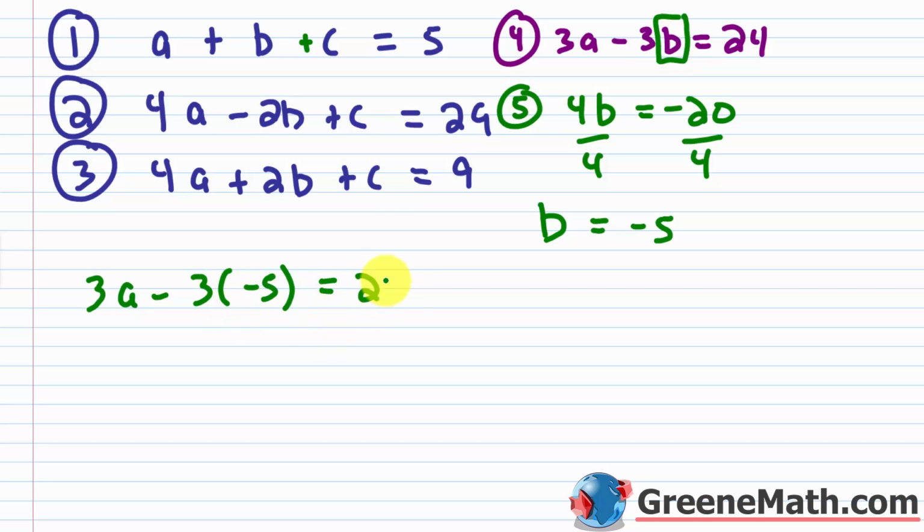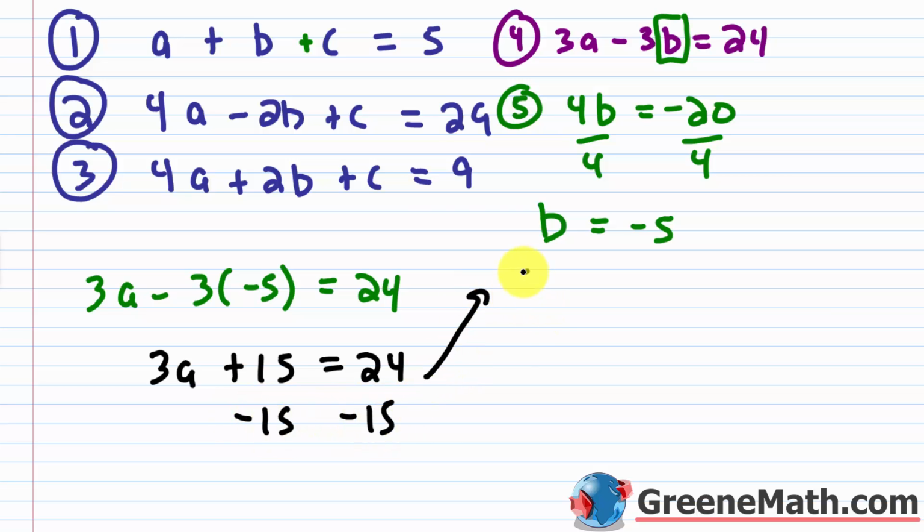And this equals 24. So what we'll do, we have 3a. And then negative 3 times negative 5 is plus 15. And this equals 24. So if I subtract 15 away from each side of the equation, let me do this up here. We're going to have 3a is equal to 24 minus 15, which is 9. Divide both sides by 3, and we find that a is equal to 3.